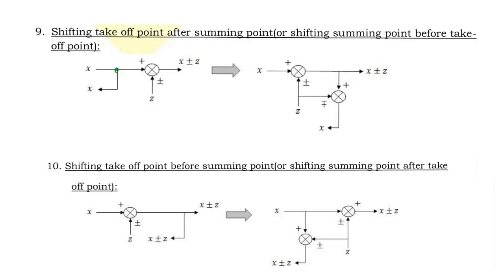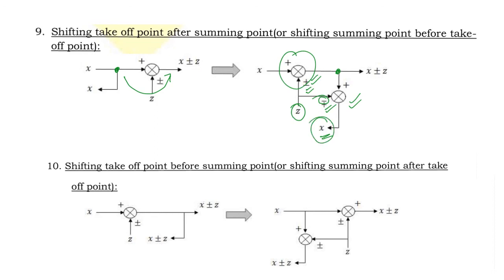Next, you have a takeoff point here, before a summing point, and you have to shift it to after the summing point. So in this case, what will happen? The summing point is here, this is the takeoff point, and the output should be x, right? So what you're going to do is add a summing point here, and if the signal z that is being added is positive, then you have to put a negative sign here. And if the signal z is added negatively in the main path, then in this path you have to add it positively. So that way you can get the same signal at the takeoff point.